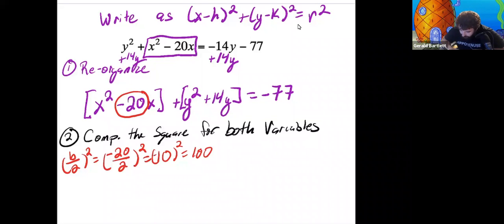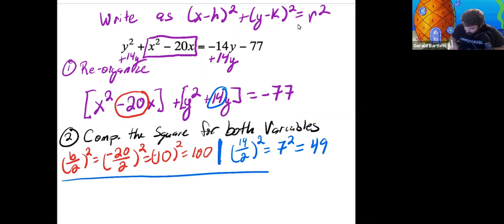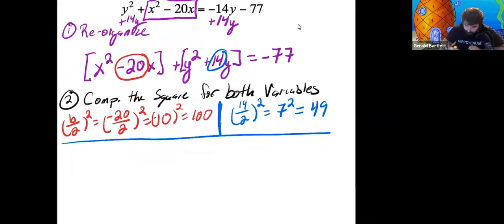I am also going to, at the same time, look at this 14. It's positive. So that's going to be 14 divided by 2 squared, doing our same b divided by 2 squared, equals 7 squared, which equals 49. We're going to do all the completing the square stuff on both these variables here and get a big rewrite.